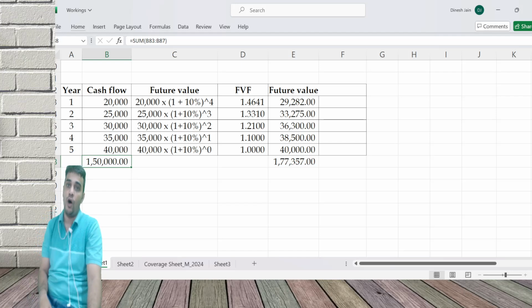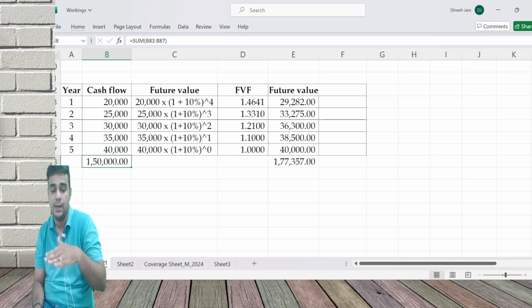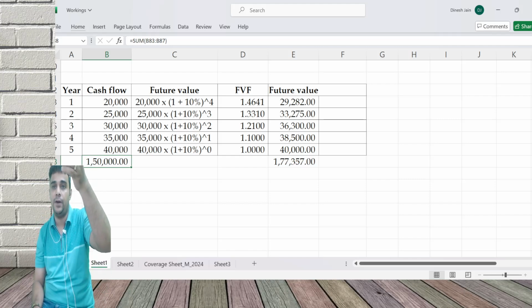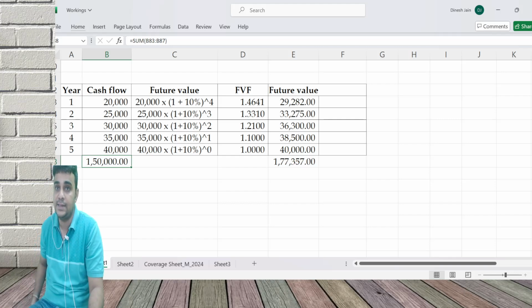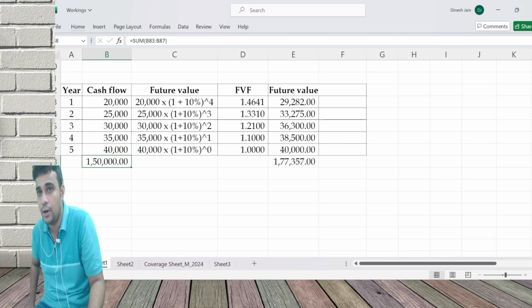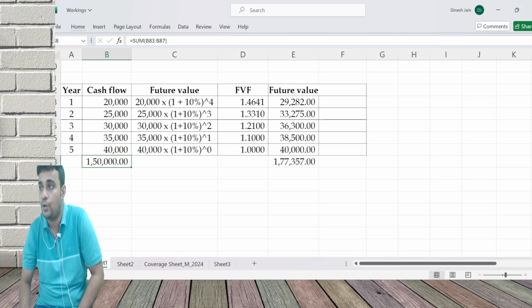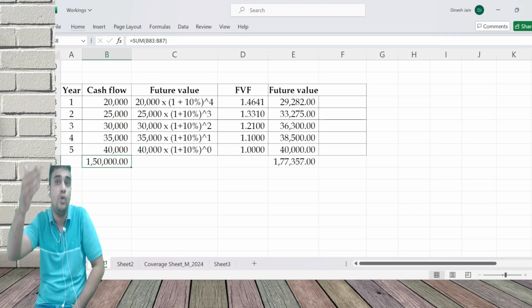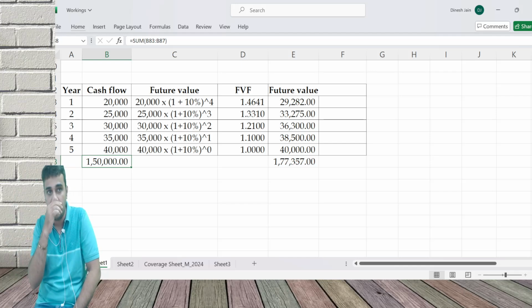It is compounding. You cannot add 20 plus 25 plus 30 plus 35 plus 40. Somebody says I'll give you 20, 25, 30, 35, 40 or a single amount of 1,60,000. Don't say 1,60,000 is better. It is 1,77,000. Just don't put a normal total. Putting a normal total is of no use. You will have to compound it or discount it and put a total.